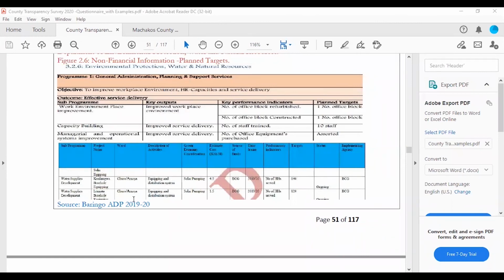So you can see the ideal one. The ideal one should look like this. So it is us as budget champions, our responsibility to be asking the county government to ensure that even the annual development plan is detailed, so that you can know, like in a ward in Masinga, what needs to be done. So they should tell us, even for a sub-program, if it is water supplies, the project name, what is it? The ward, what is it? Description of activities, consideration, estimated cost, source of funds. This is the detailed information that we need to see there.